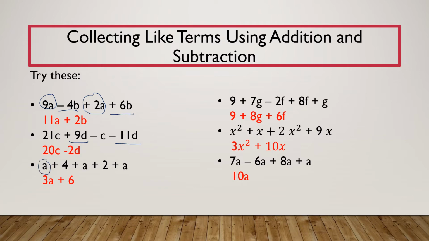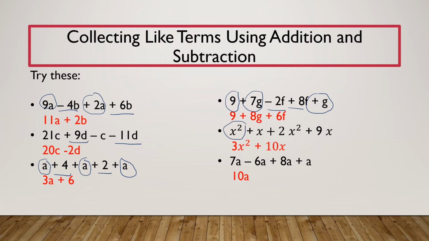We had a plus a plus a, so we had 3a, and then integer wise we had plus 4 plus 2, which gave us plus 6. For this one, we just had 9 as an integer, so the 9 stayed the same. Then we had plus 7g plus g, which gives us 8g, and minus 2f plus 8f, which gave us positive 6f. Now for this one, I hope everybody was really careful.